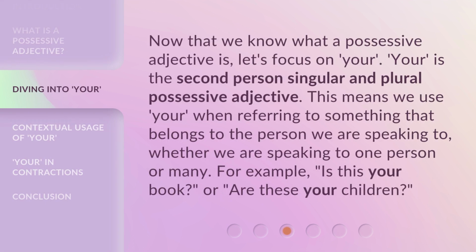Now that we know what a possessive adjective is, let's focus on "your." "Your" is the second-person singular and plural possessive adjective. This means we use "your" when referring to something that belongs to the person we are speaking to, whether we are speaking to one person or many. For example, is this your book? Or, are these your children?